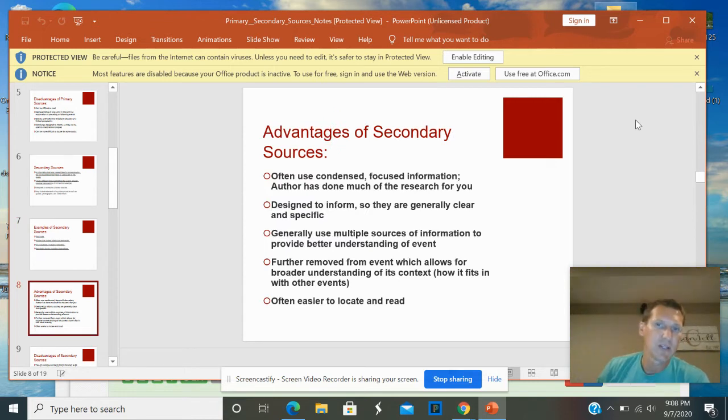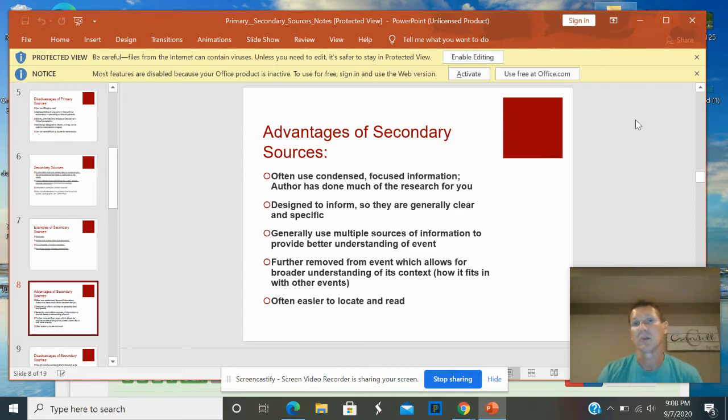And there are a lot of advantages of secondary sources. A lot of times when I ask students which one is less biased, students will pick primary sources, thinking they're less biased because the people were at the event, so they know what actually happened. Well, they know what actually happened from their point of view. And that actually makes it a very biased account. Secondary sources are typically less biased.